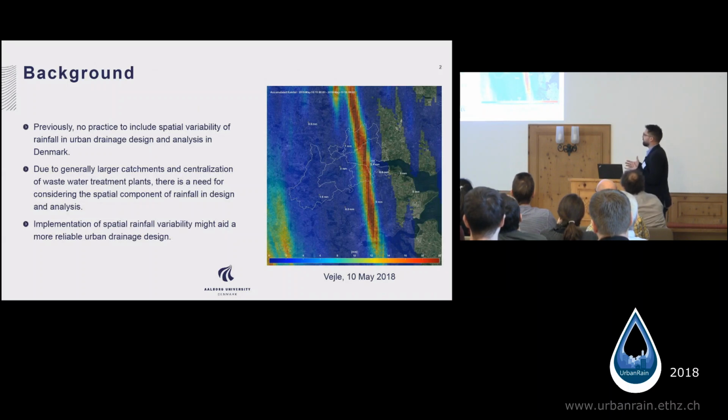But due to the fact that we have larger catchments, we have centralization of wastewater treatment plants, we need to consider the spatial component of the rainfall also in design. And that might aid that we can at some point do some more reliable urban drainage design and prevent oversizing, for example.